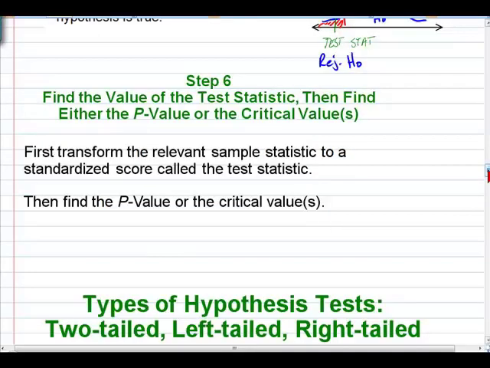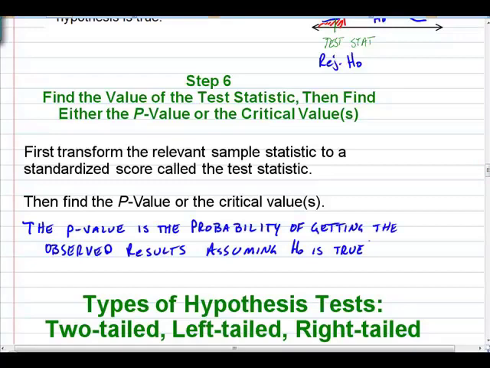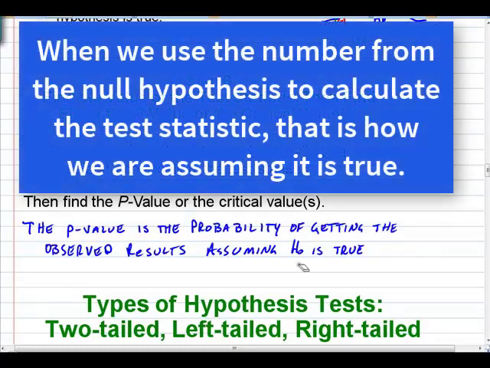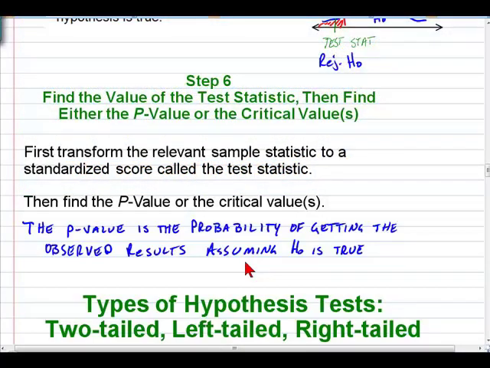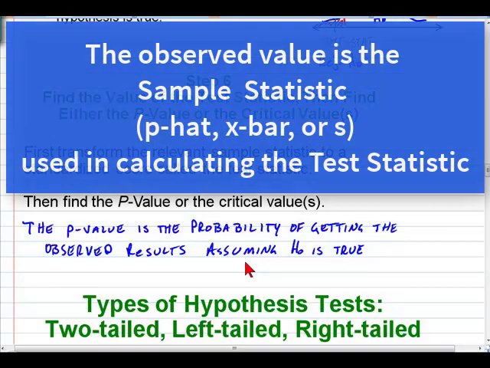Step 6 is to find the value of the test statistic, then find either a p-value or a critical value. The p-value is the probability of getting the observed results, assuming the null hypothesis is true. Remember I said that whenever we're doing a test of hypothesis, we start with the assumption that the null hypothesis is true. Then we do some experiment and we collect data on either the mean or the proportion or the standard deviation, whatever it is you're interested in testing. We took observations, recorded observations. We got the results from either that experiment or observation.